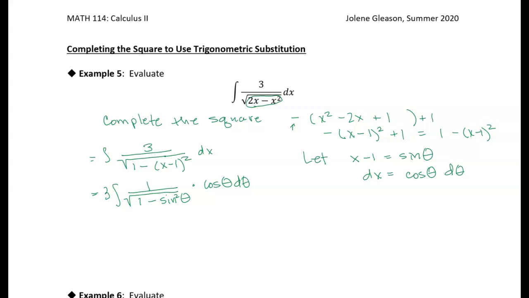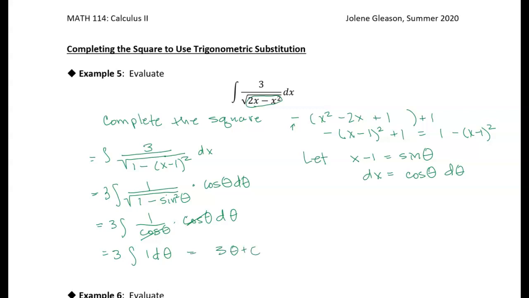All right, and you can tell that this denominator is just going to become cosine theta, right? Now I could rewrite that. Well, maybe I'll go ahead and rewrite it. So this becomes 1 over cosine of theta times cosine of theta d theta. Okay, and then the cosines will cancel, and I just get the integral of 1 d theta. Okay, and that's just 3 theta plus c.